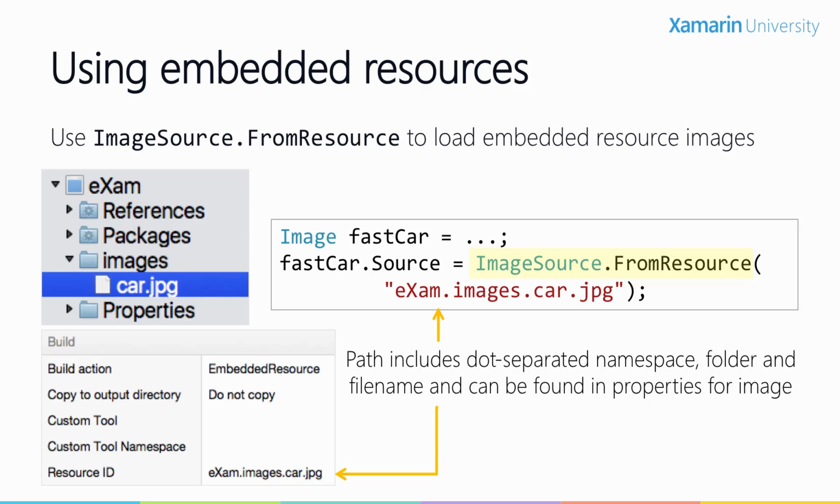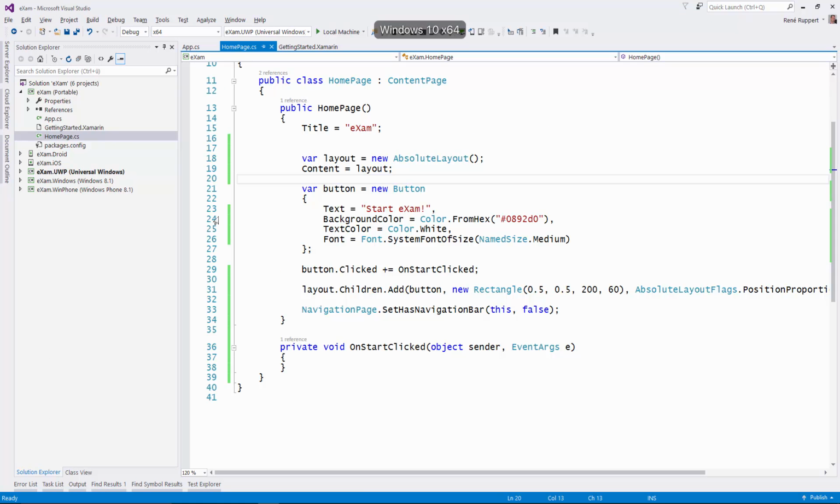And the resource ID is generated from the file name, again case sensitive, that would be car.jpg, and it's going to be prefixed by the full namespace. So here our assembly is exam, the namespace, the full one, means we've got to append the folder name, that's exam.images.car.jpg. Let's go ahead and switch over to our app, and we're going to add an image.